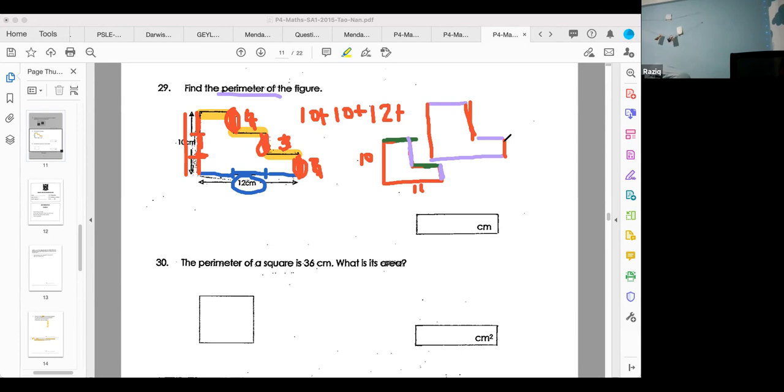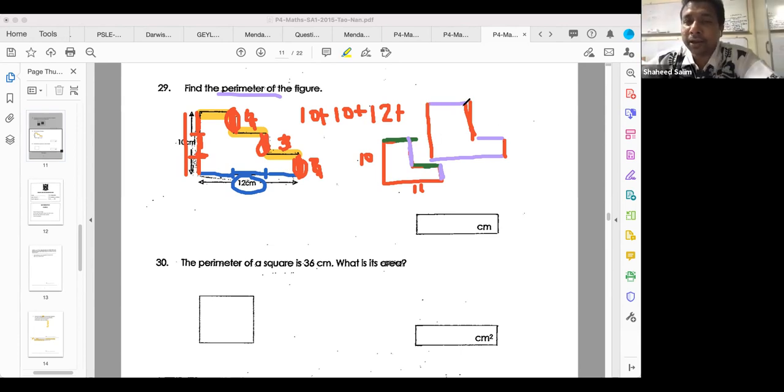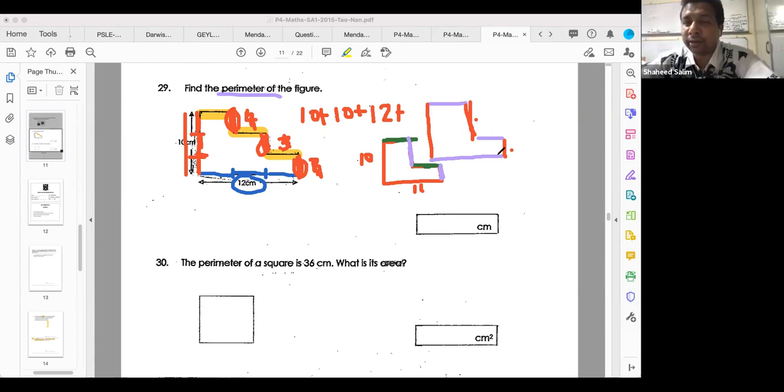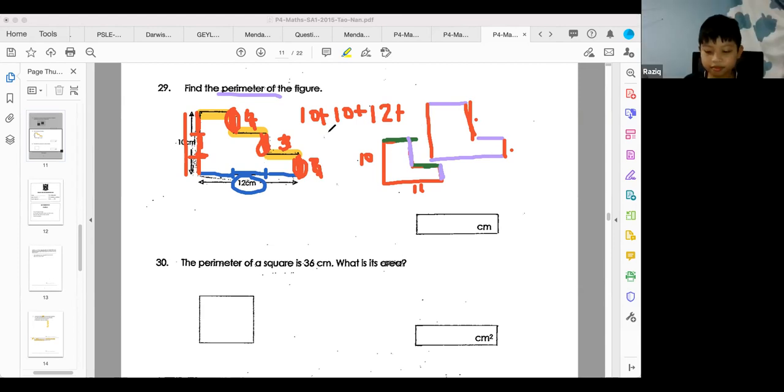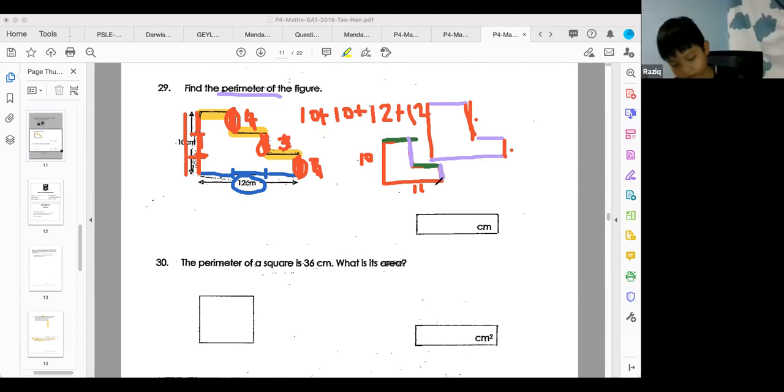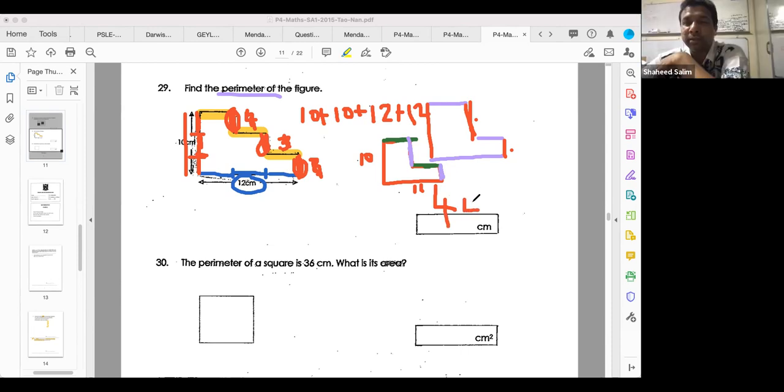Okay, so you can see now the red part is this plus this. I don't need to know what this is or what this is, but these two will add up to down here. So if this is 10, this is also 10. If this is 11, the purple is also 11. So you should be able to get the answer: 10 plus 10 plus 12 plus 12, and your answer is 44.